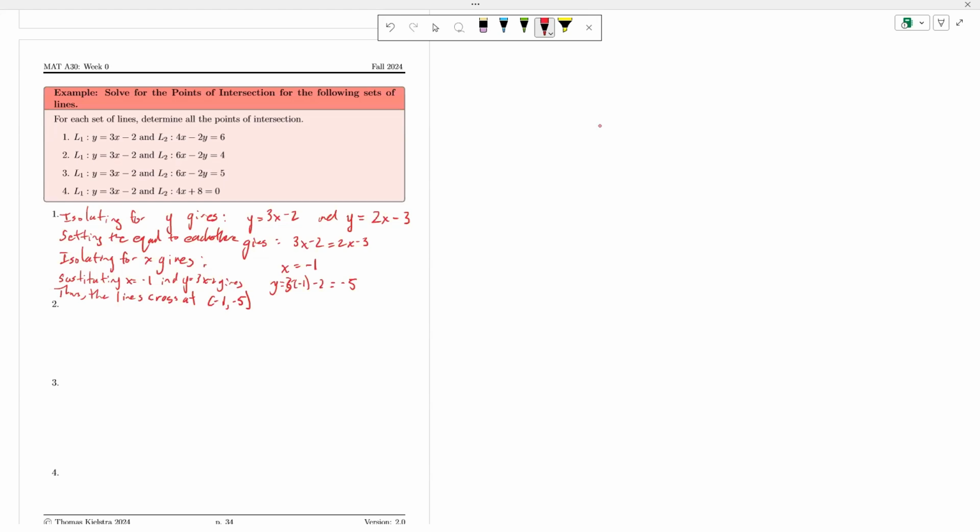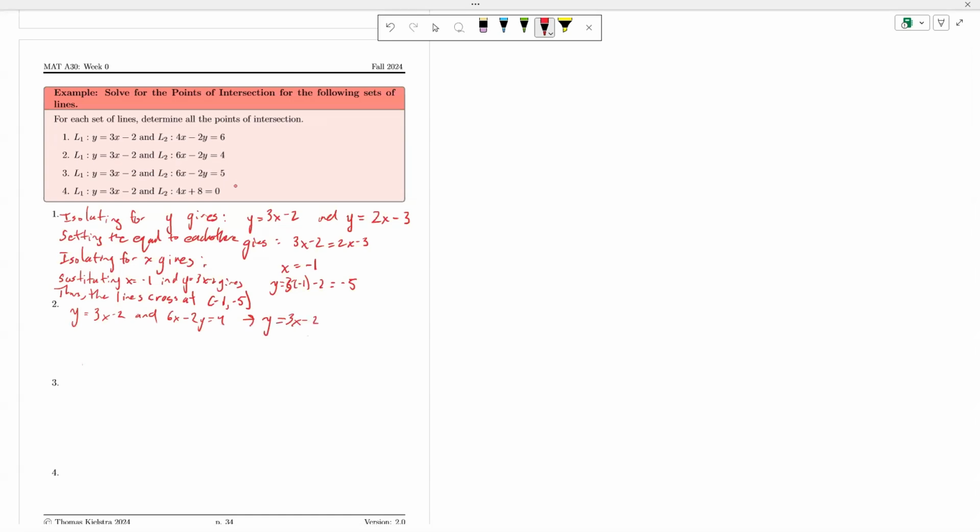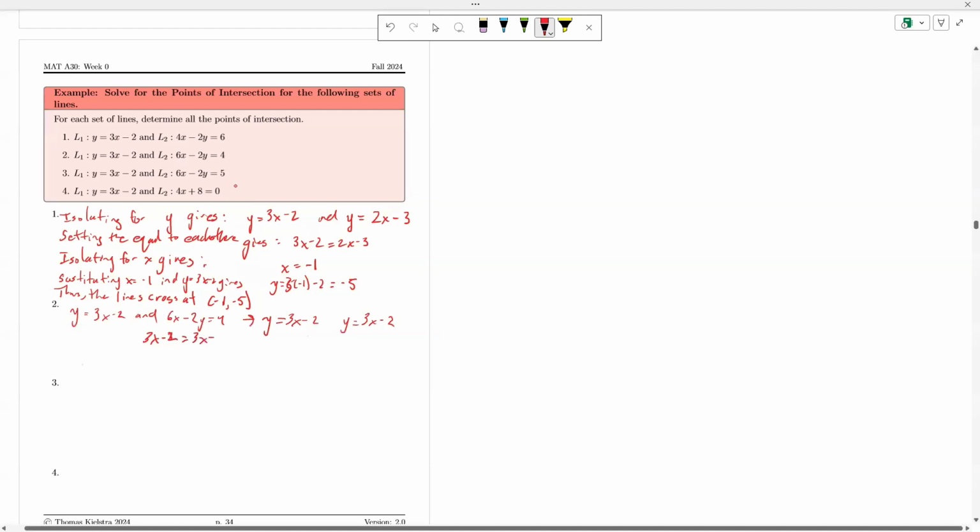Instead of writing out what the steps are for each of the following, I will just complete it. We now have the lines y equals 3x minus 2 and 6x minus 2y equals 4. Well, isolating for y gives y equals 3x minus 2. And here we get y equals 3x minus 2. Setting them equal to each other, 3x minus 2 equals 3x minus 2 implies that 0 equals 0 for all x.